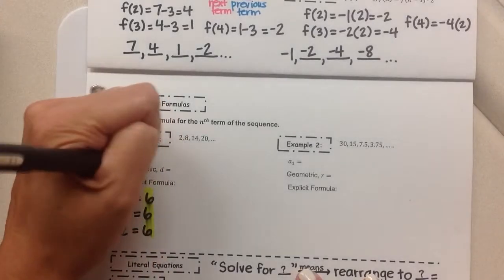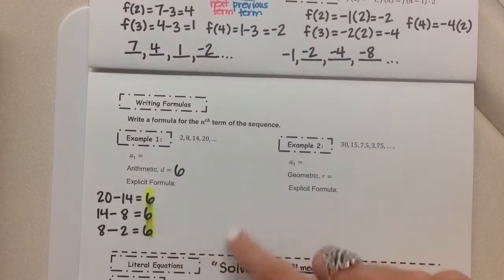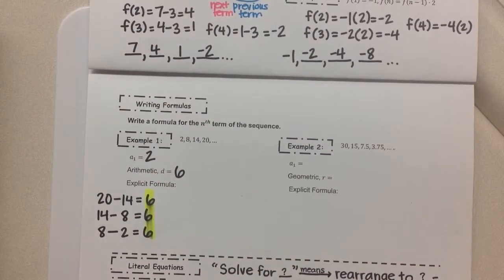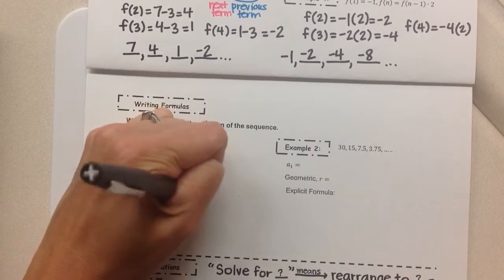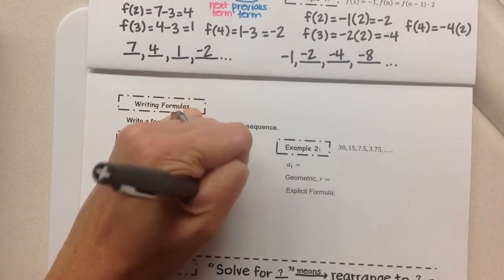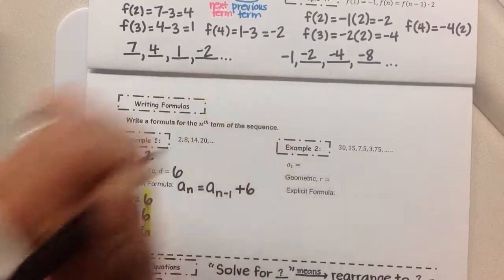So your d is 6. Your common difference is 6. And they want to know the first term. It is 2. All right, so we're going to write a formula. So if I want to get to the next term, a sub n, I'm going to take the number before it, a sub n minus 1, and I'm going to add 6 to that number.